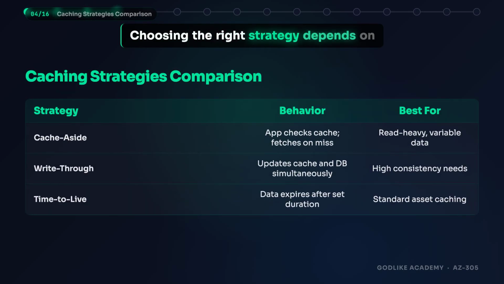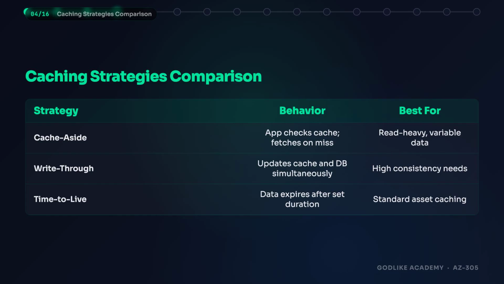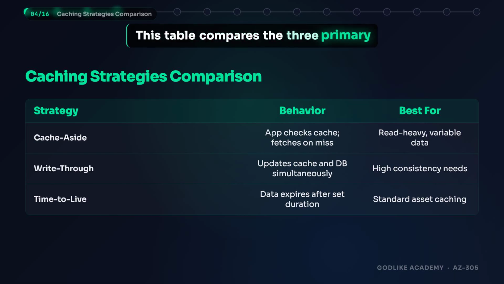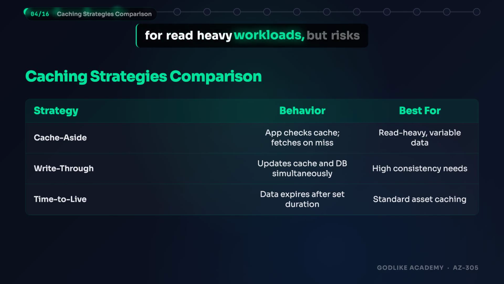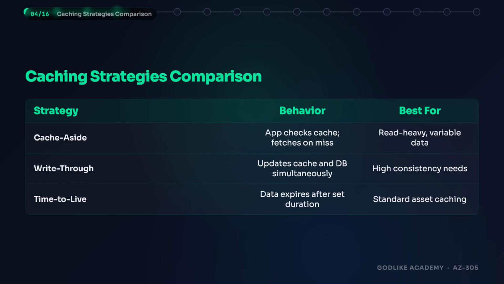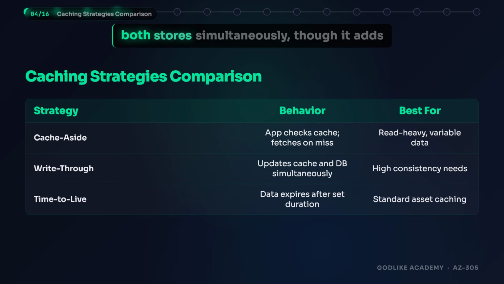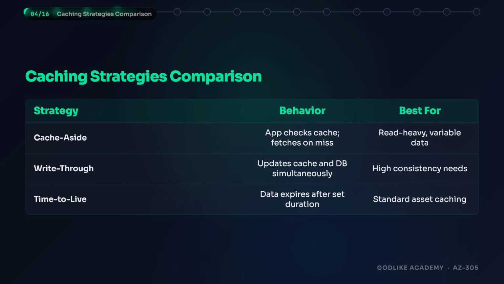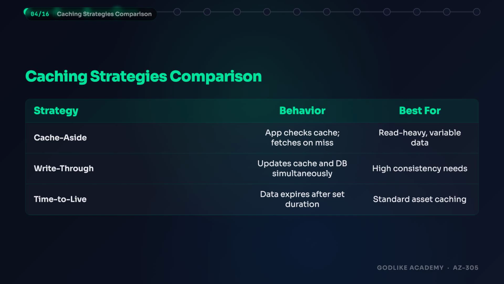Choosing the right strategy depends on your consistency requirements versus performance needs. This table compares the three primary approaches you need to know for the exam. Cache aside is lazy and efficient for read-heavy workloads, but risks a cold start. Write through ensures strong consistency by updating both stores simultaneously, though it adds write latency. Time to live defines how long data remains valid before refresh.